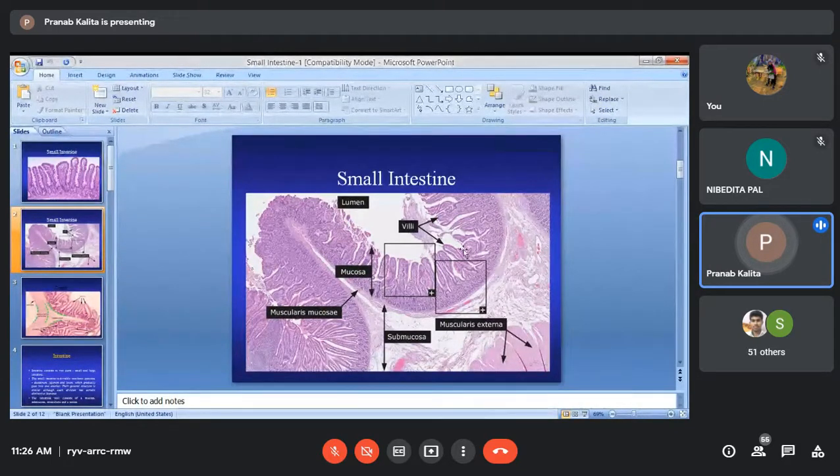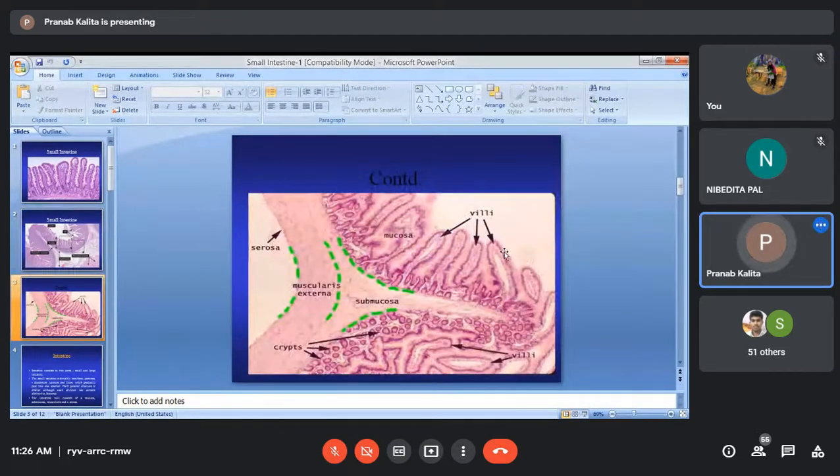While we are talking about the intestine, you can find that the mucosa of the intestine is thrown into various fold-like structures which are called villi. The villi project towards the lumen of the intestine. This is the villi of the intestine. Next to the villi you will find a lumen, an opening through which the food material goes to the next segment of the intestine.